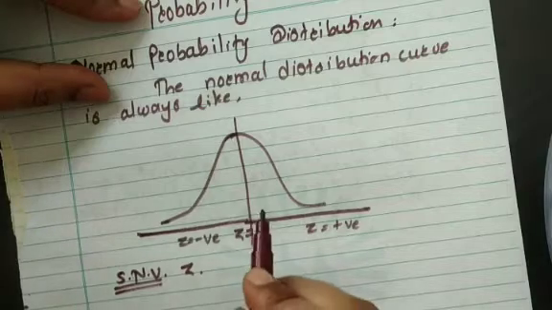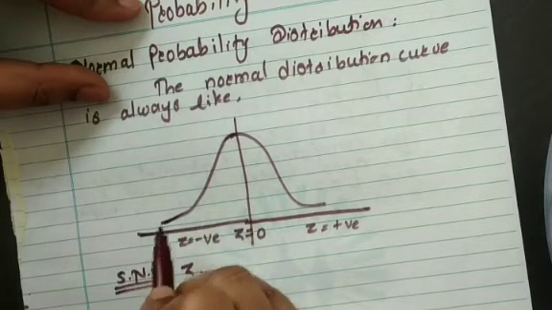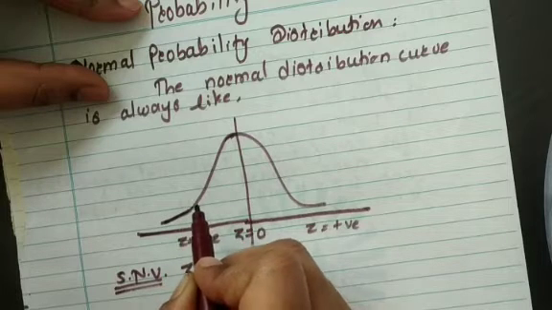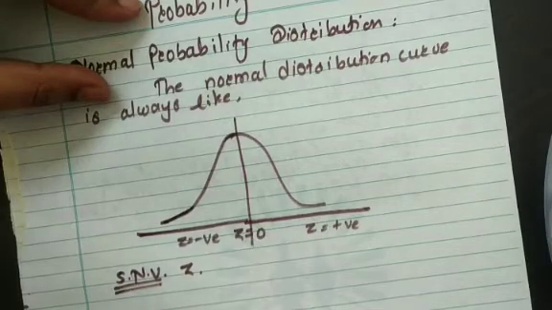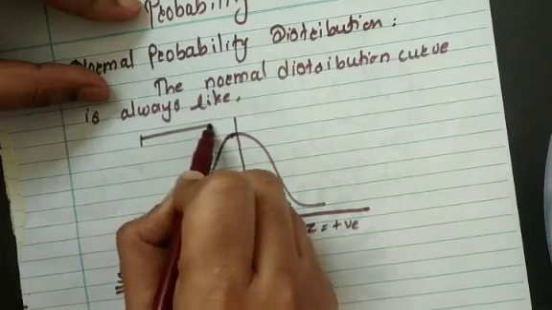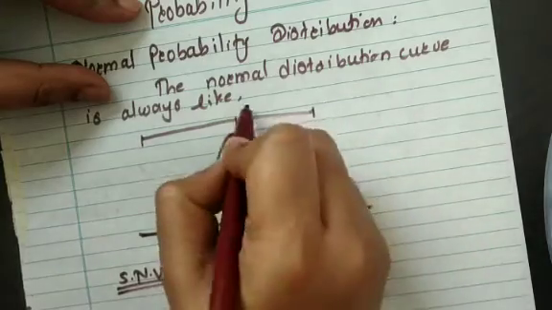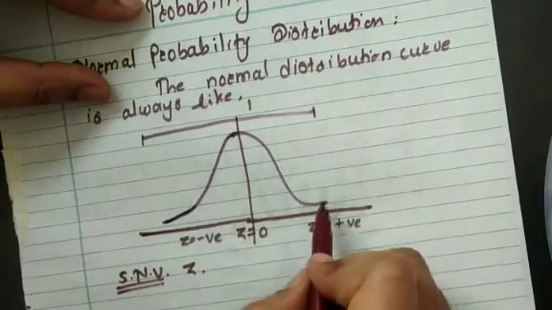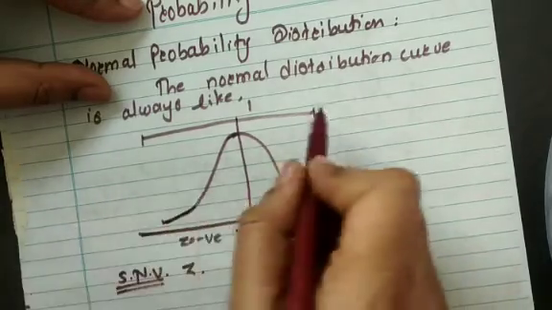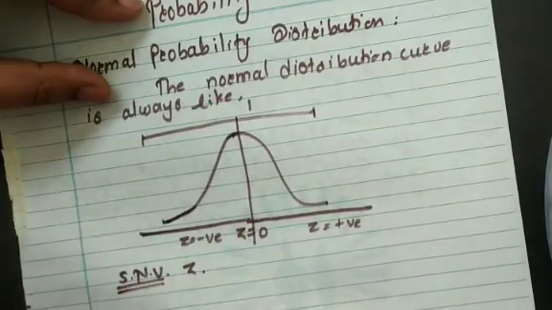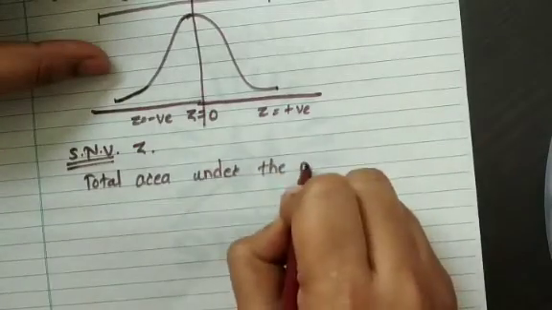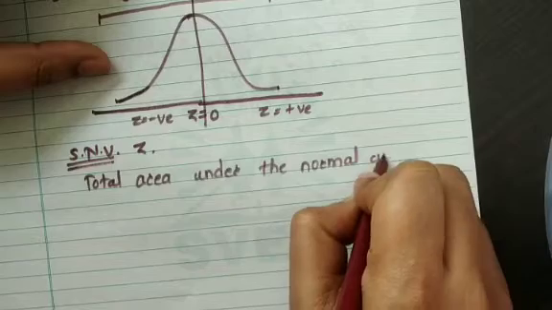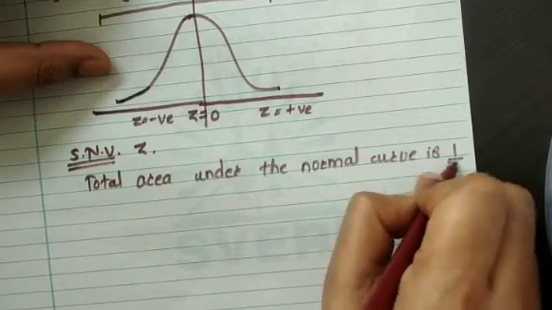hand side. As it is the total distribution, we can say the total probability of the distribution is always 1. So the total area under the curve is 1 as total probability. This is your total probability distribution. So total probability is 1. So total area under the normal curve is 1.